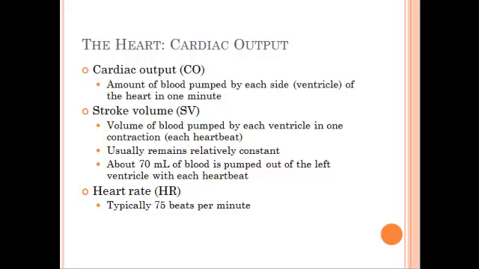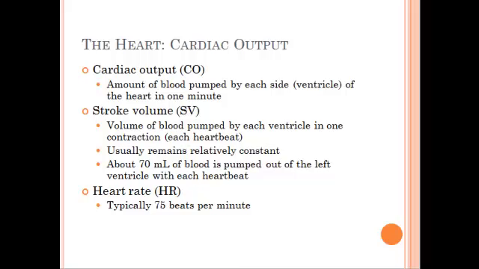In order to talk about cardiac output, we need to define a few things. The first one is cardiac output, and that is basically the amount of blood that's pumped by each side of the heart in 1 minute. And this is focusing mainly on the ventricles. Cardiac output is determined by the stroke volume and the heart rate. That's what determines how much blood is being pumped by the ventricles. The stroke volume is simply the amount of blood that the ventricle is pumping. And then the heart rate, of course, is how many beats per minute the heart is going to pump.